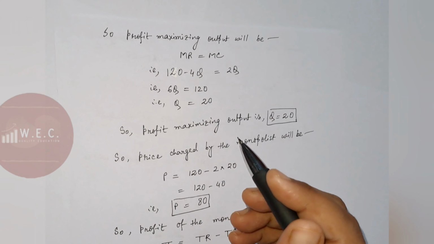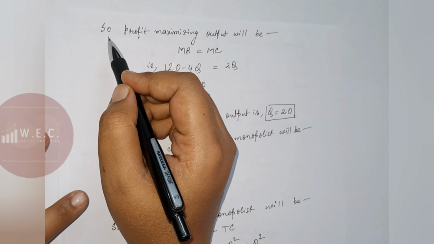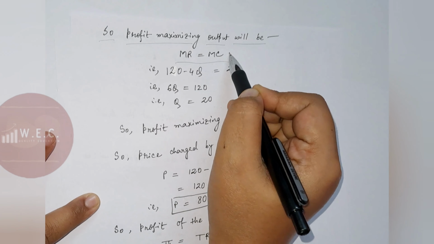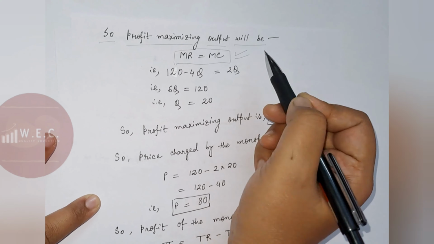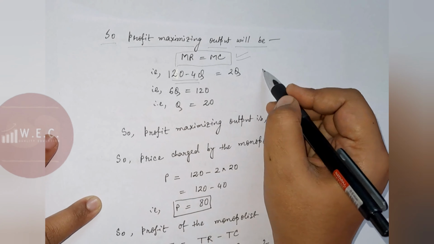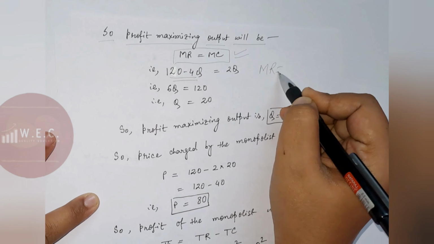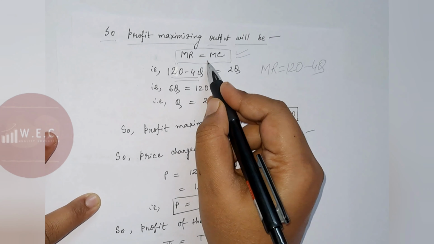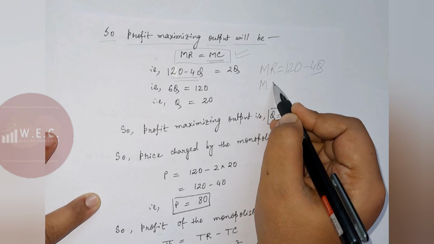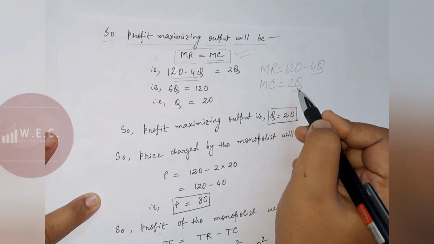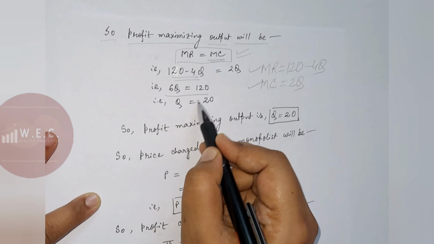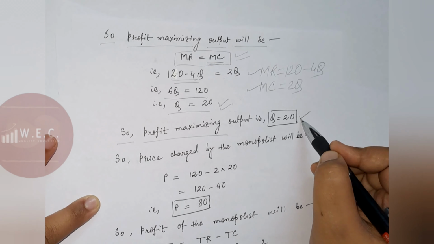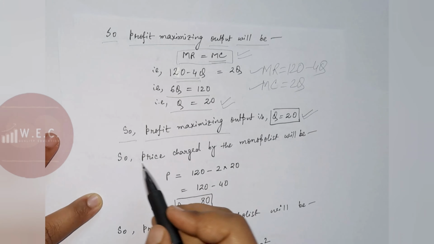Now the profit maximizing output is found by setting MR equals to MC, which is the profit maximizing condition, the first order condition of profit maximization. Setting MR equals to MC, we can get the value of Q. MR is equal to 120 minus 4Q as you already know, and MC is equal to 2Q. So equating these two, we get quantity equal to 20 units.